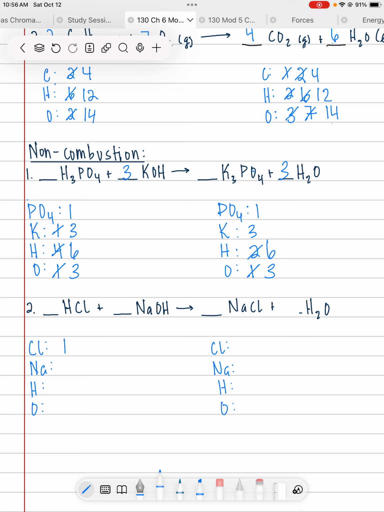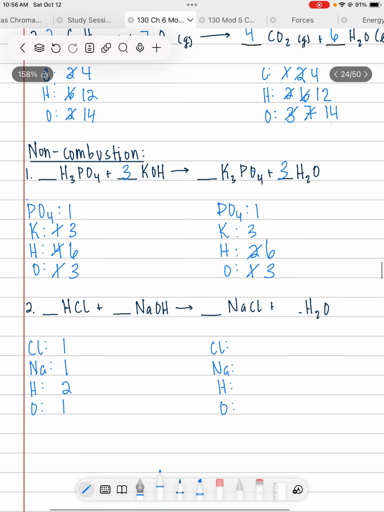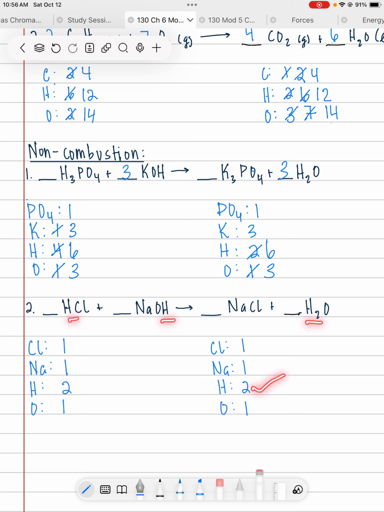Okay, how many chlorines do we have on the reactant side? I see 1 chlorine, I see 1 sodium, I see 2 hydrogens, and I see 1 oxygen. Am I missing something, or is this already balanced? Let's see. 1, 1, 1, 1, 1, 1. Oh, this one's already balanced.